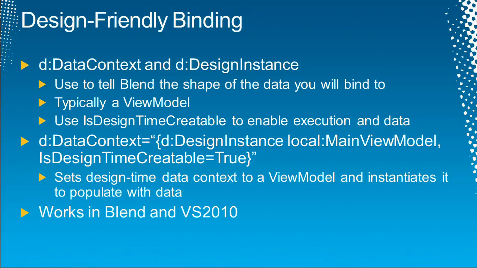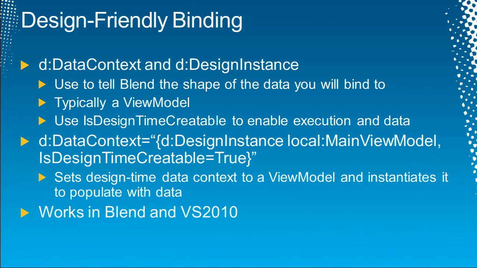Now, a design instance is a reflected copy of your class. So if you have a view model and you have it set to a design instance, and you have it set so that is design time creatable is false, what Blend is going to do is go and look at the properties of your class, and create an in-memory version of that that has the properties there, but doesn't have any of the functionality behind that.